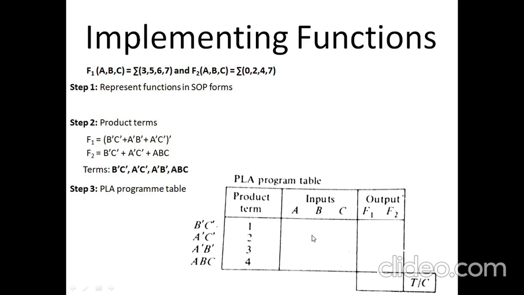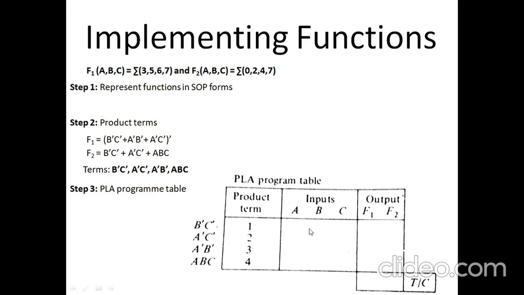Now we have to fill the middle entries, and in the inputs there are 3 possible values: 0, 1, or dash. In front of each product term and below these variables, write 1, 0, or dash. If the variable is in the complemented form in the product term, then write 0. If it is in the normal form, write 1. And if it doesn't exist there, write dash.